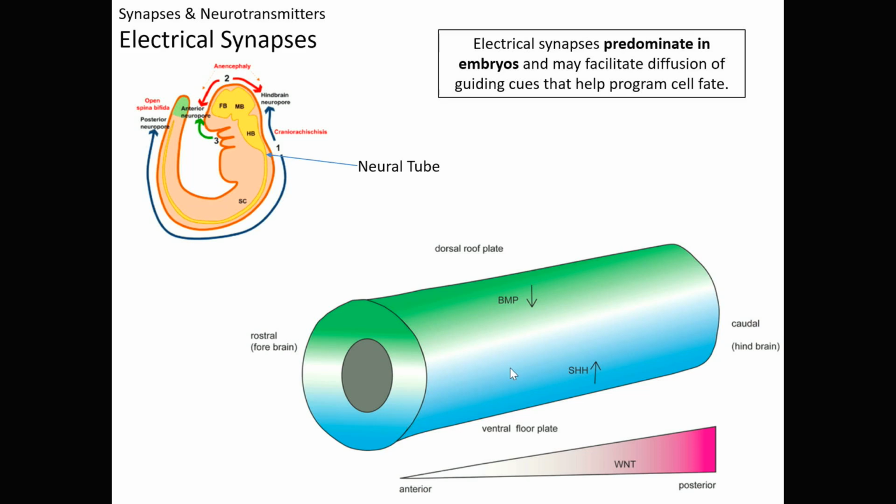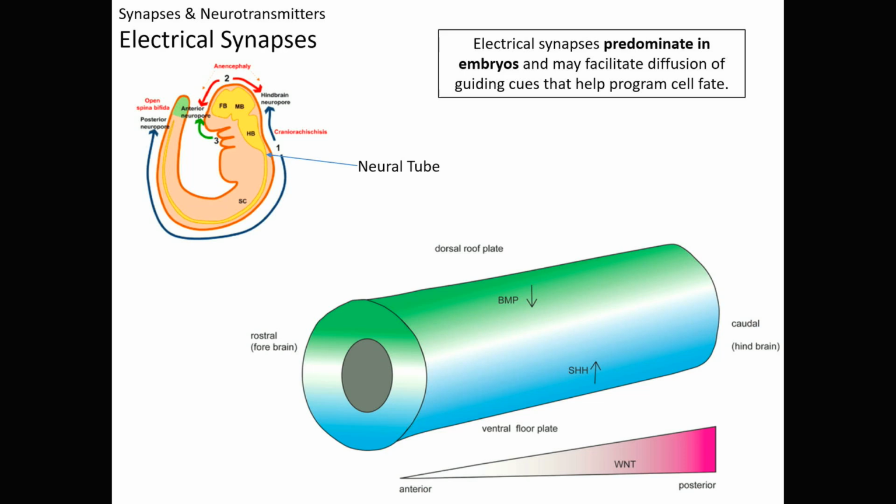The third signal here is Wnt, and this is produced predominantly by the posterior end of the neural tube. And so it's going to be produced in the posterior end and gradually diffused through all the various electrical synapses to the anterior end. And so again, the strength of the Wnt signal will be much greater in the posterior end and much weaker in the anterior end.